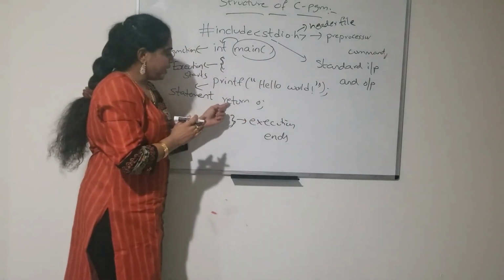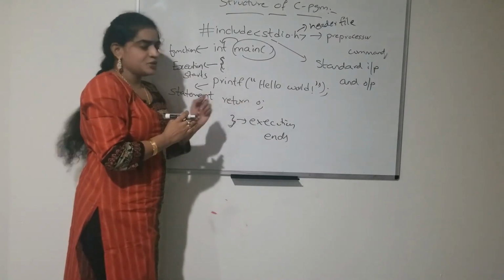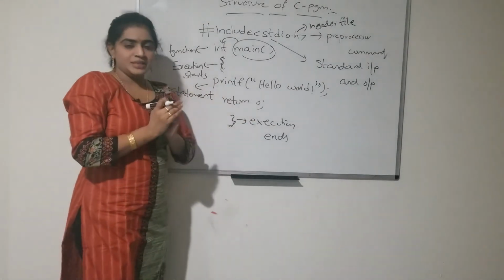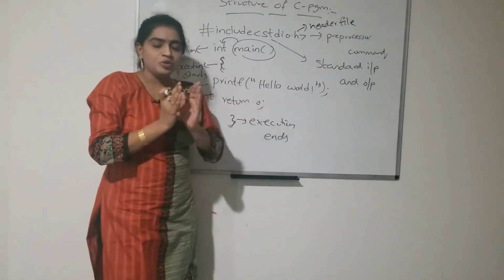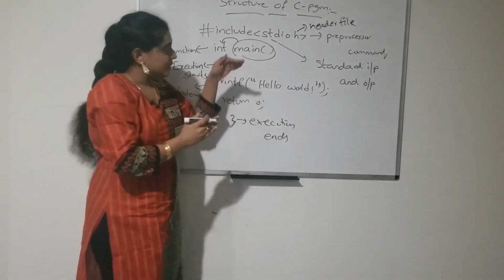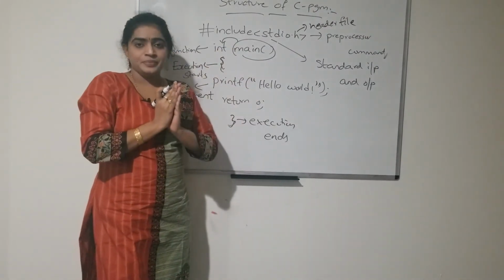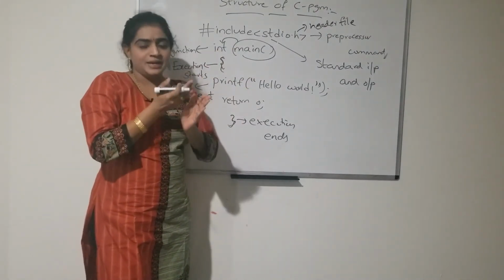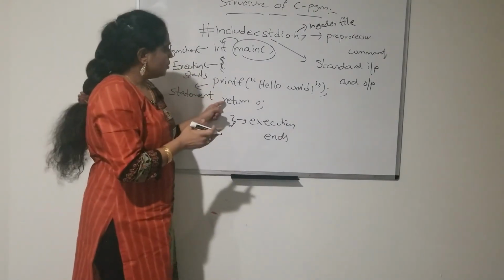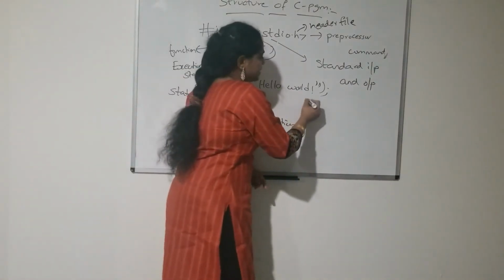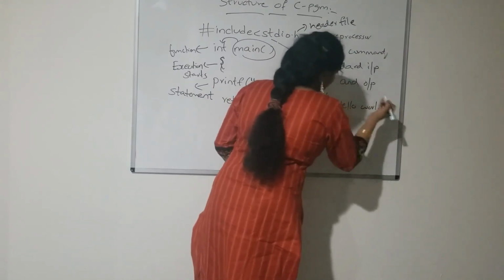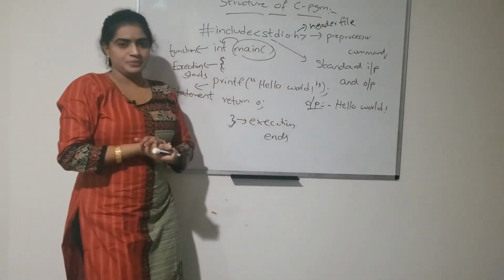And next is return 0. What is the purpose of this return statement? As I already told, this main function is returning an integer value to the operating system. If it is returning 0, the program execution is done successfully. And this return 0 also says that the main function is terminated, the function execution is done, and it has exited the block. The output for this program is hello world. This message is printed on the output screen. So this is my output.